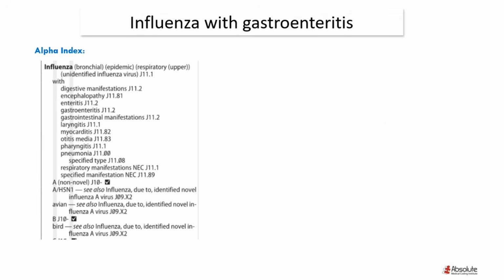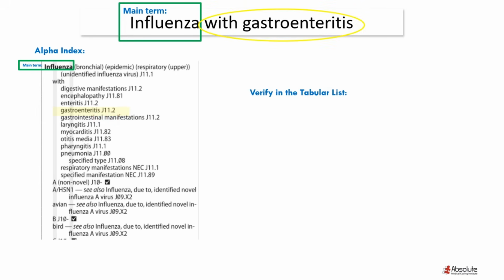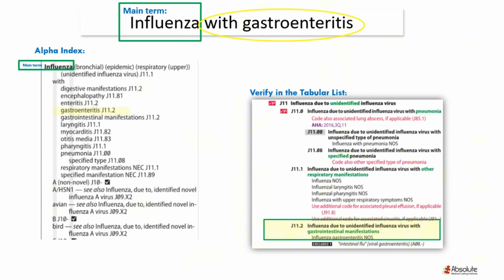So I'm going to look up influenza in my alphabetic index first. Influenza. And I'm still going because I've got to look for and find my subterm, which is gastroenteritis. So influenza with gastroenteritis takes us to code J11.2. I'm going to go verify my J11.2 in the tabular list.